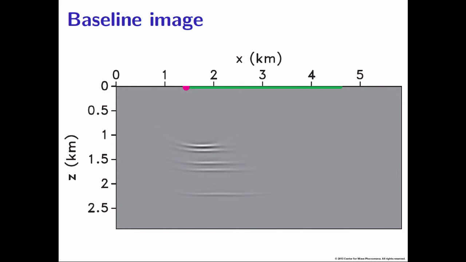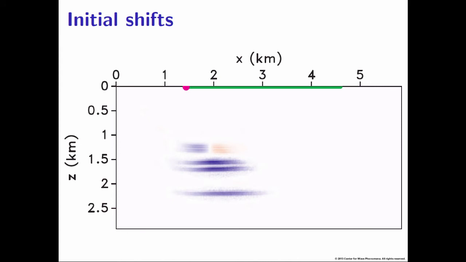So I'm going to consider a single shot. This is the image obtained from a single shot with the source at the magenta dot and receivers along the green line. And this is the monitor image, the image that we obtained using the baseline velocity model, but whose data set came from a modeling run with the perturbed velocity model that I showed you before. So when we compute the relative shifts between these two images, we see that most of the reflectors are shifted upward, but the shallower reflectors experience both the positive and negative anomaly in the velocity model. And so you see that there is a change in sign of the shift for the two shallowest reflectors.